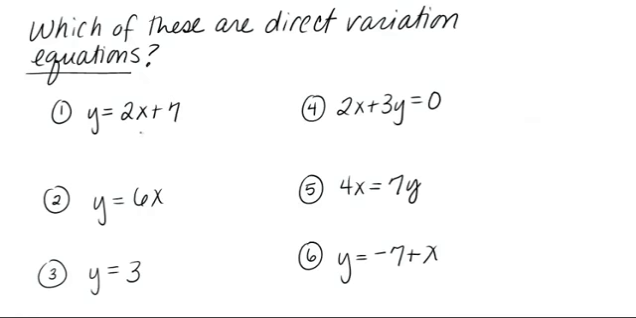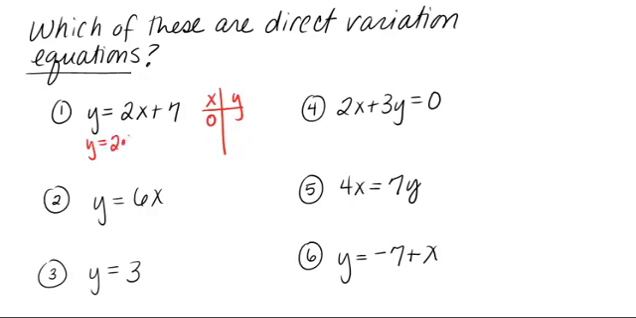Alright, let's look at number 1. Now the first thing that we're going to do when we decide these is decide whether 0, 0 is on the graph. In other words, if we make a little input-output table, if we plug in 0 for x, we better get out 0 for y. So let's go ahead and do that.